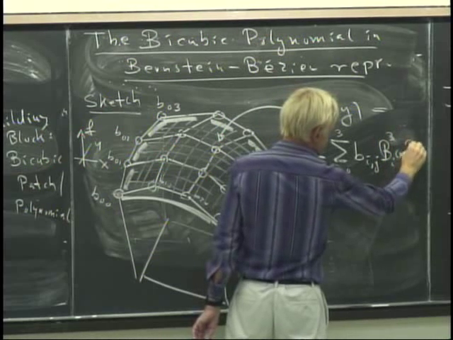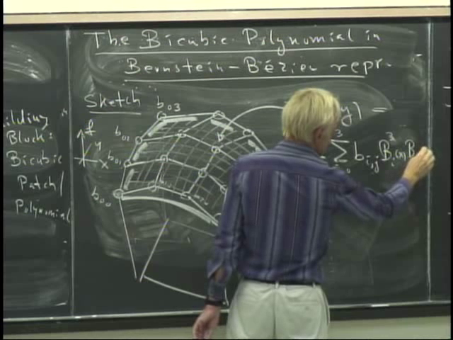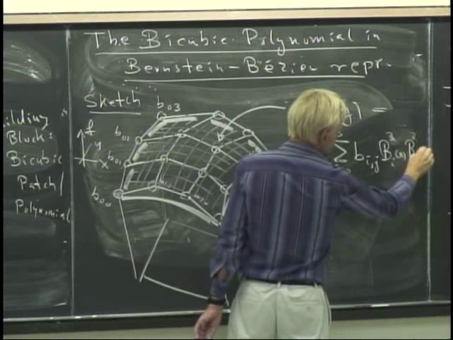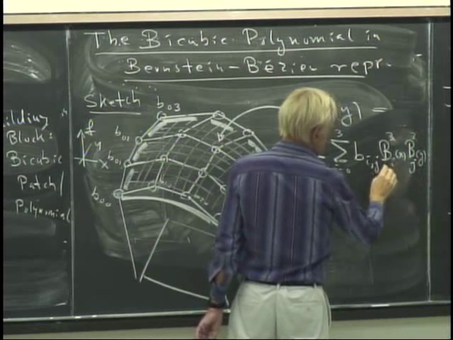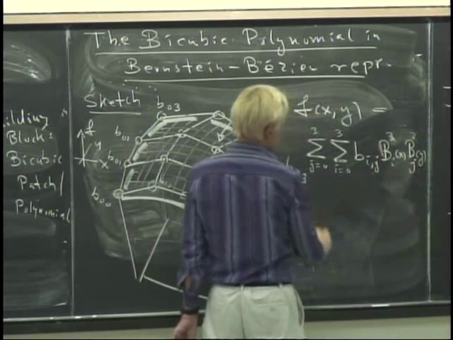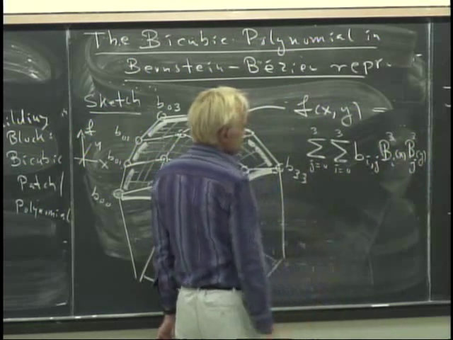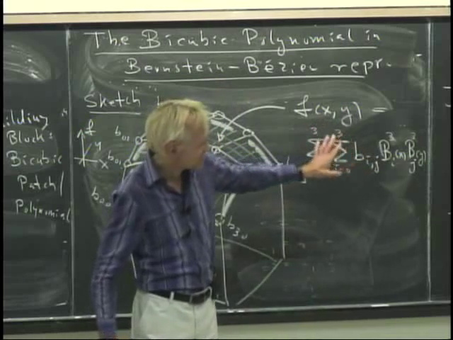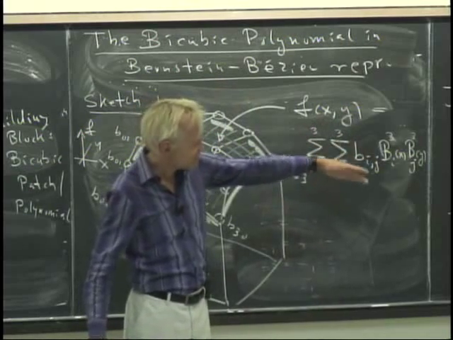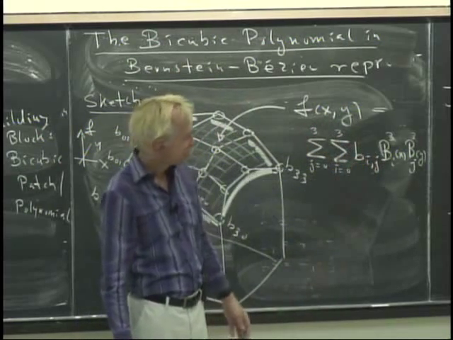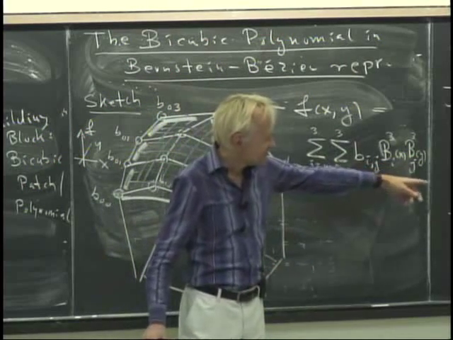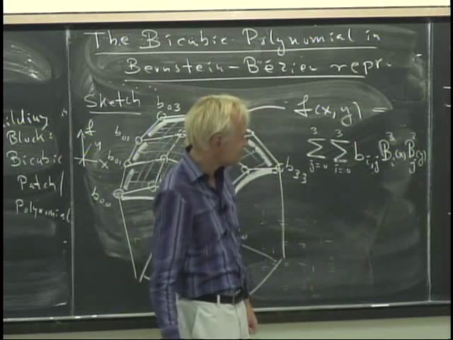times b_j^3 of y. Okay. Nothing has changed except it has become a double sum, but all the elements in there are the same. So these polynomials are defined just as the polynomials are defined over there.